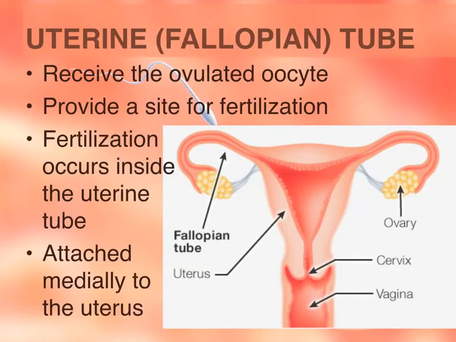The uterine tube, also called the fallopian tube, will receive the oocyte, the mature egg, once ovulation occurs. Remember that the ovary and the uterine tube are not attached to one another, but it is attached medially to the uterus. It is the site where fertilization occurs, which means that the egg and the sperm will get together, and it will travel down to the uterus for it to be implanted in the uterus.